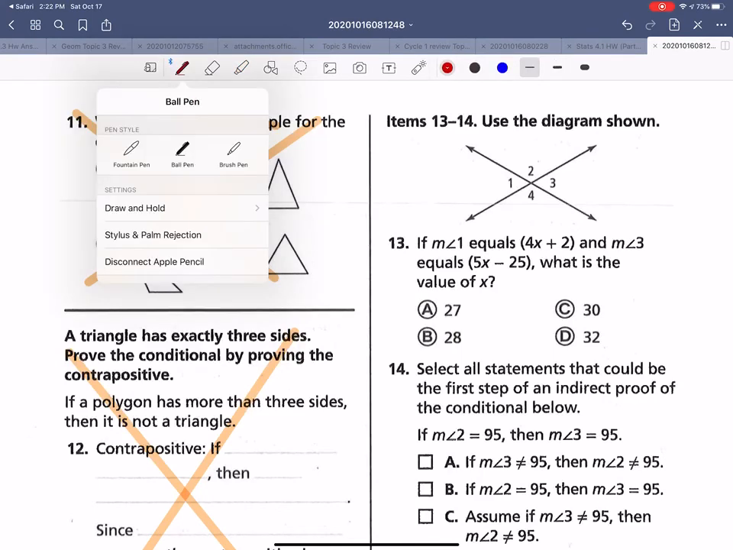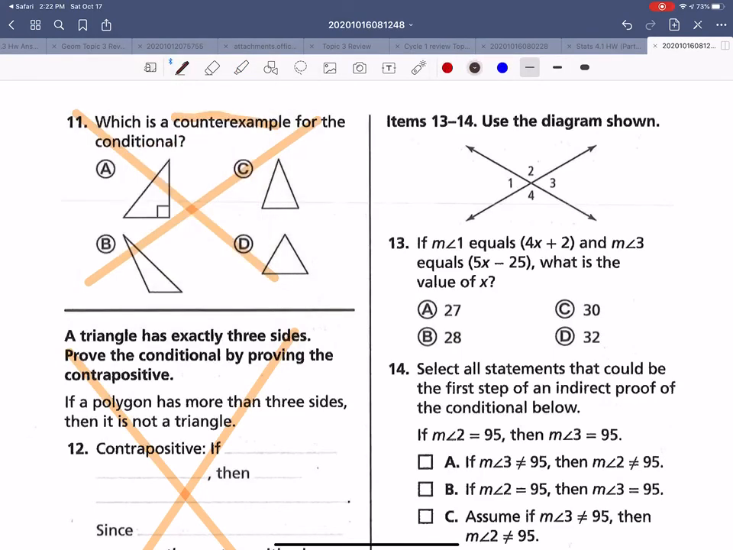It says, if the measure of angle 1 is 4x plus 2, and the measure of angle 3 is 5x minus 25, then what's x? Well, these are vertical, so they should be set equal to each other. So I'm going to move the 4x first, and I get 1x minus 25, right? And then I'll add 25 and get 27 is equal to 1x. So that's 27. I found my answer.